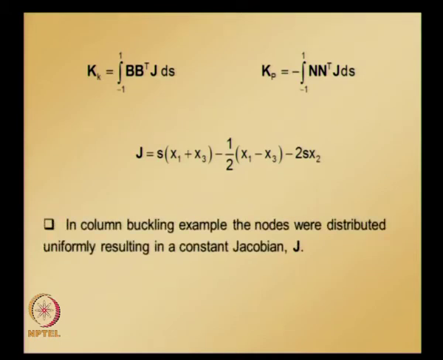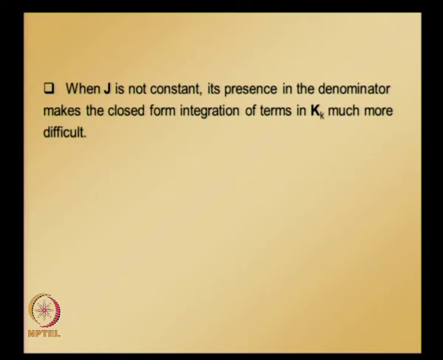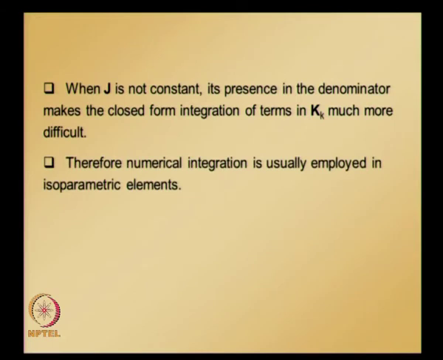In the column buckling example, nodes are distributed uniformly, resulting in a constant Jacobian, and thus it was possible to perform all the necessary integrations without much difficulty. The problem arises when J is not constant, or when the integrand becomes complicated. When J is not constant, its presence in the denominator makes closed form integration in terms of k much more difficult. Therefore, numerical integration is usually employed in isoparametric elements.